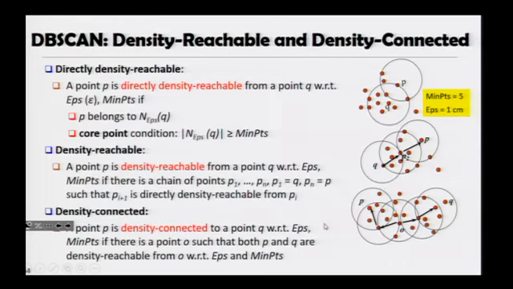So we can take a close look at some formal concepts or definitions in this DBSCAN algorithm. First of all, what is directly density reachable here?